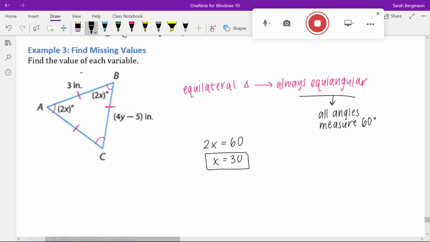Next, in order to find y, I know that these two sides are congruent, so I can set their measures equal. Add 5 on both sides and divide by 4.